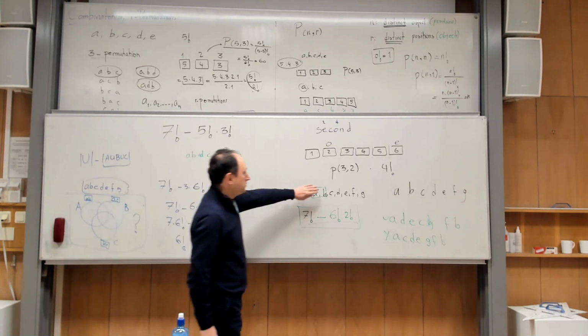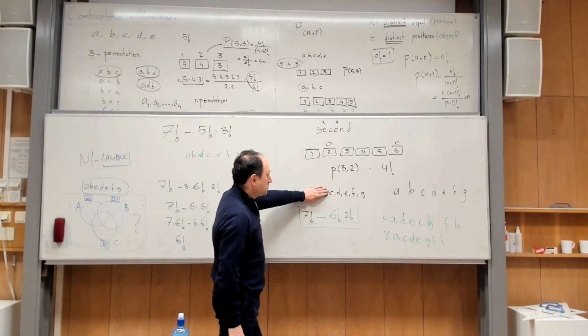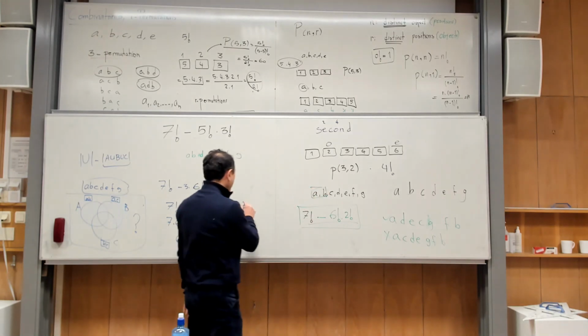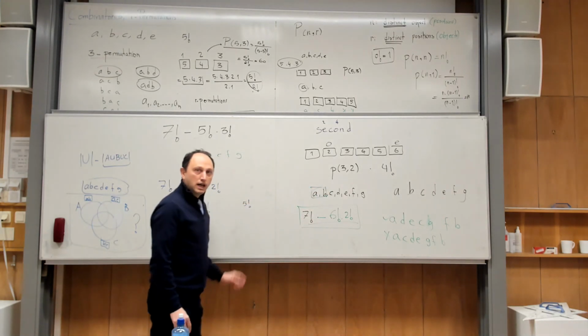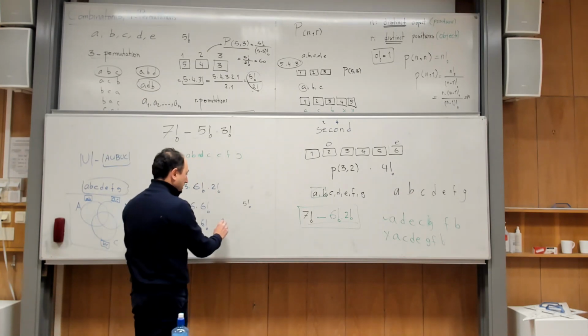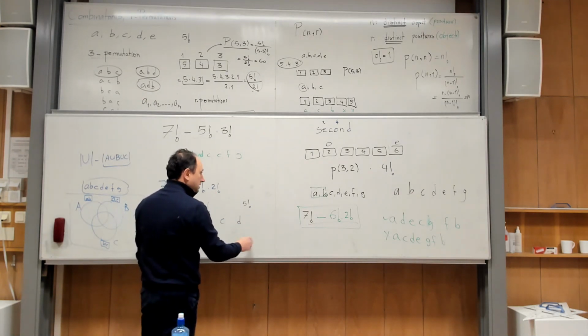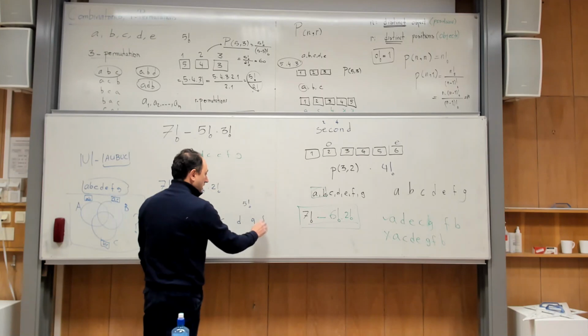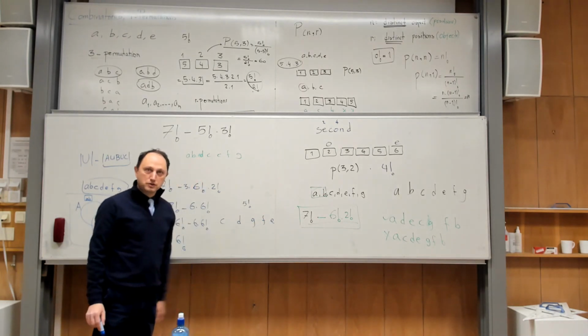Forget about these people. Throw them away. So it is 5 factorial. Okay, and then I start arranging them, for example, C, D, G, F, E. This is one arrangement. Yes?